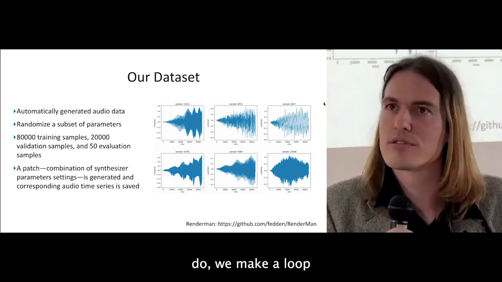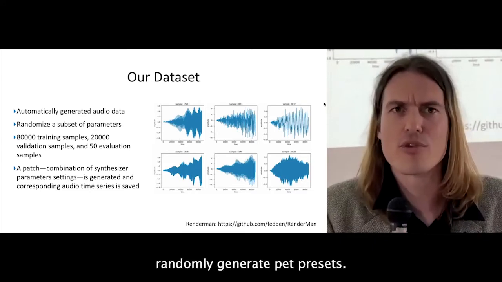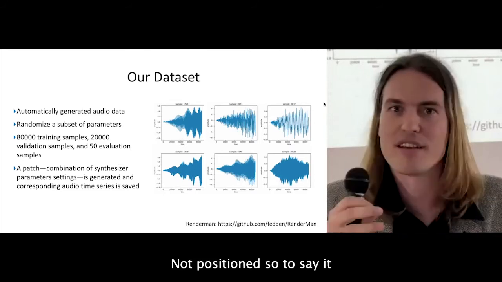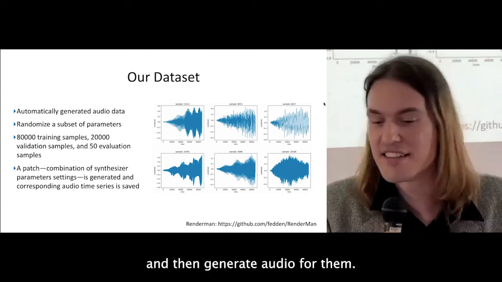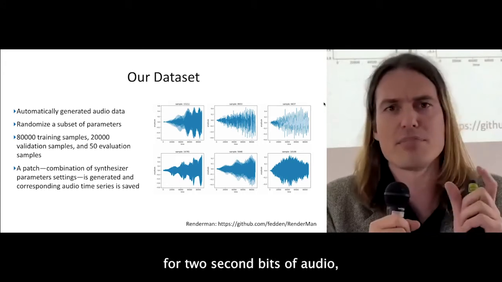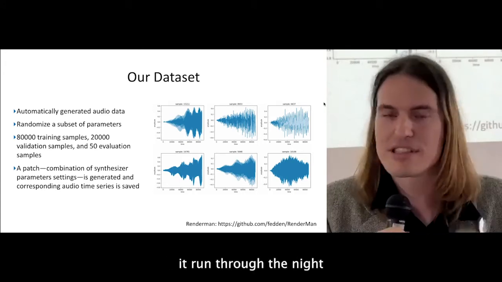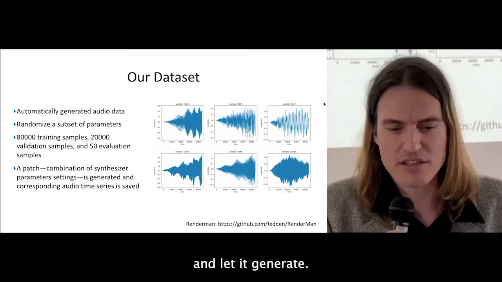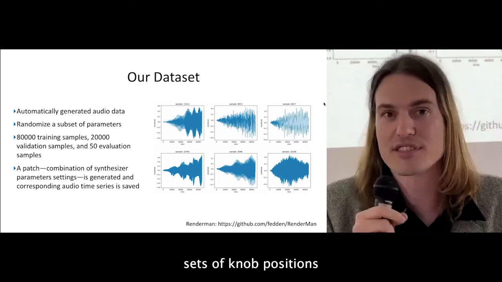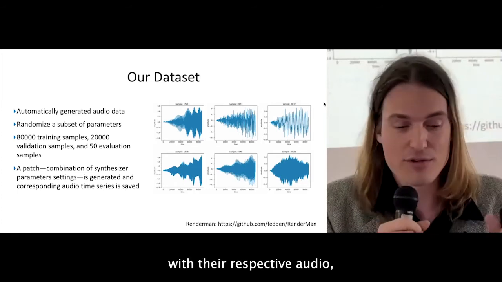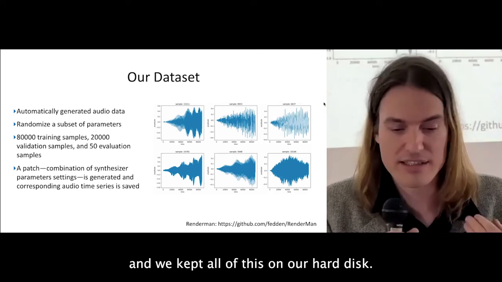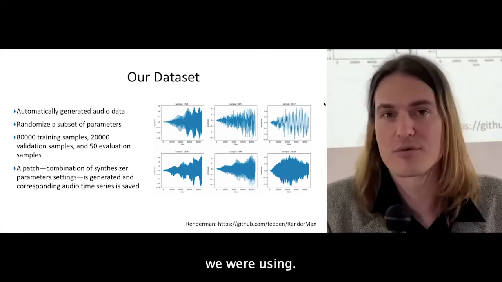So what we can do, we make a loop and we just randomly generate presets, knob positions, so to say, and then generate audio for them. And we decided to do this for 2-second bits of audio. So now we just let it run through the night and let it generate 100,000 different sets of knob positions, with their respective audio. And we kept all of this on our hard disk. So this was basically the dataset we were using.